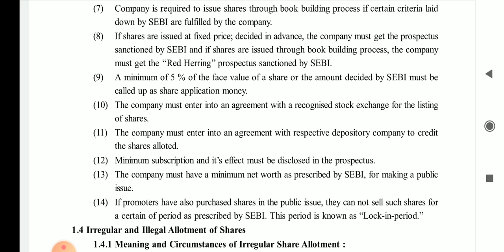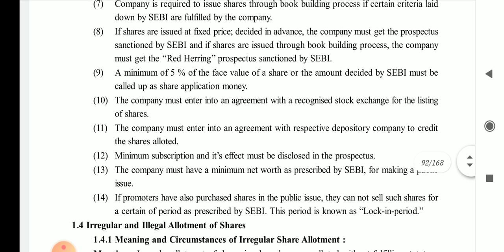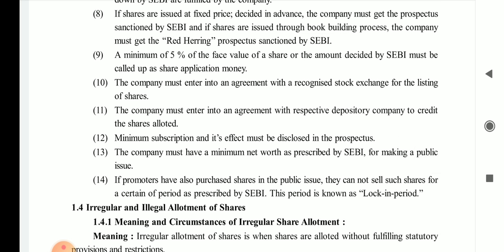then I have to compulsorily make a red herring prospectus, which is prepared according to the rules and regulations for shares as well as whatever price is decided by the public for my company's share. As per that information, I have to prepare one prospectus, that is known as the red herring prospectus, and I have to get it sanctioned by SEBI.